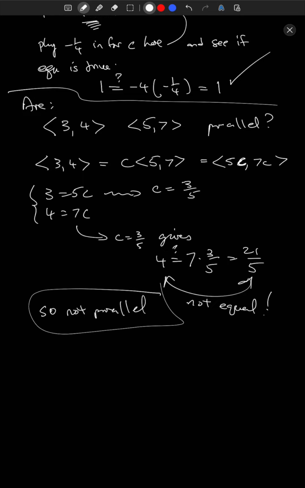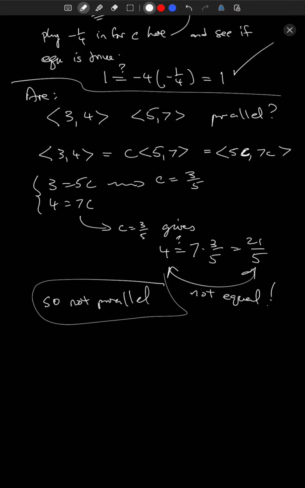So checking parallel is relatively easy as well. But again, it's the perpendicularity, the dot product, that's actually more important. But you will see a few problems like this on this homework.